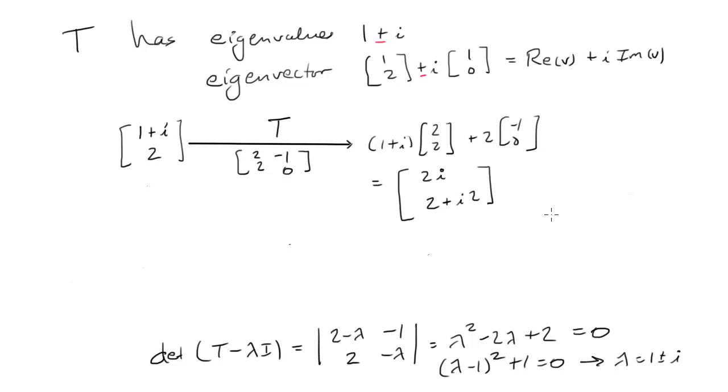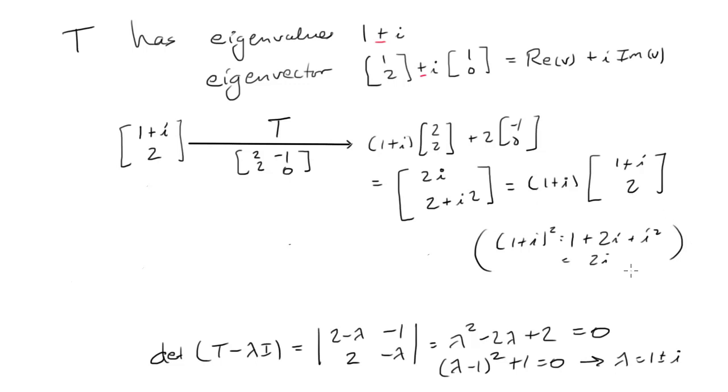Well, that doesn't look like the same vector, but we're doing complex arithmetic. So if I pull out 1 plus i, there it is, because (1 plus i) squared, 1 plus 2i plus i squared, which is negative 1, is 2i. So TV is lambda V. So this is an eigenvalue-eigenvector pair for that matrix.